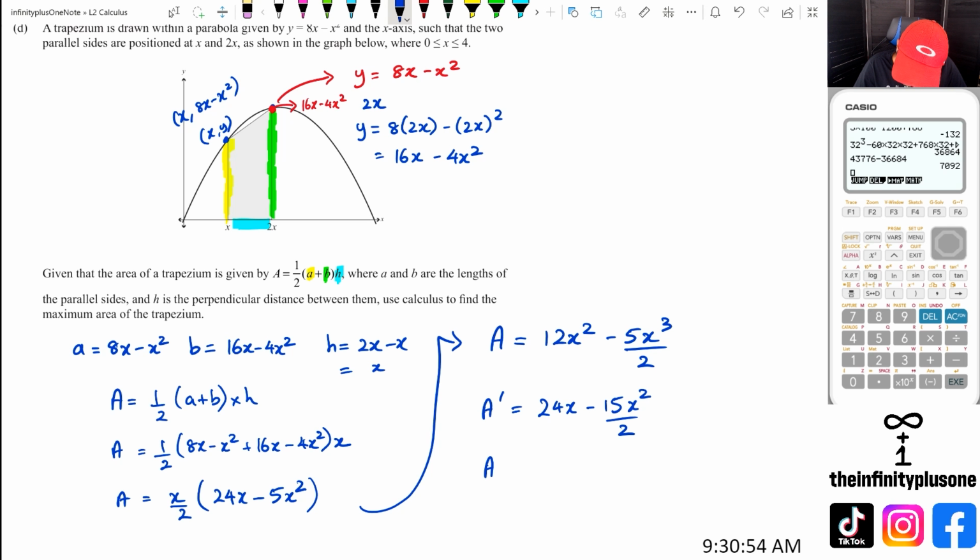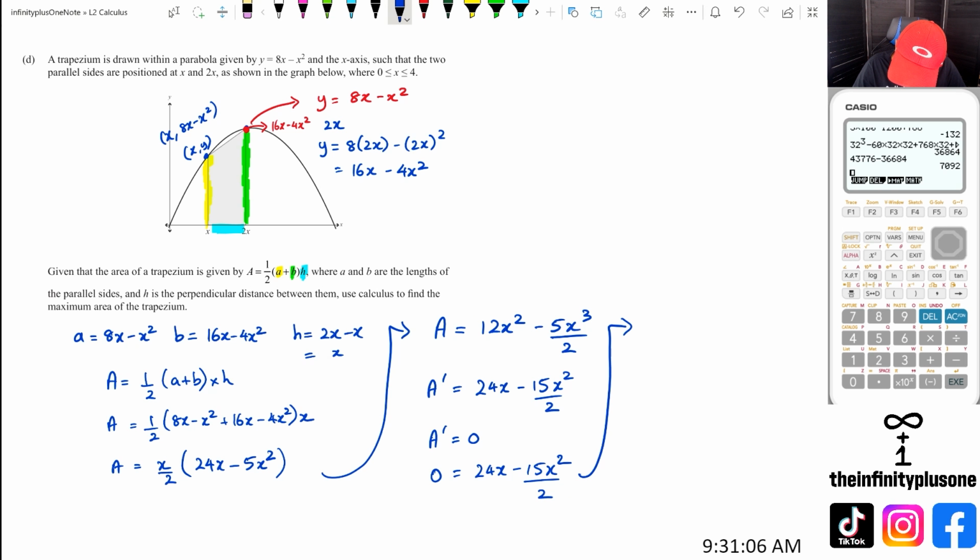We're going to put this equal to 0. So 0 is equal to 24x minus 15x squared over 2. Take out x as a common factor. I think just the x is fine. We're going to get 24 minus 15x over 2. So we've got x is equal to 0, and we've got 24 minus 15x over 2 equals 0.